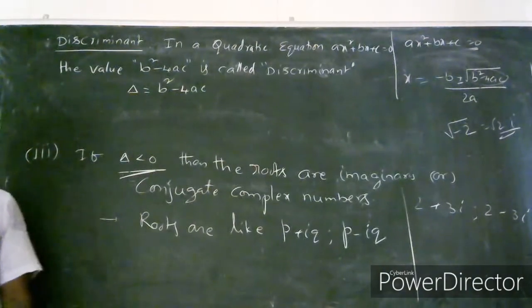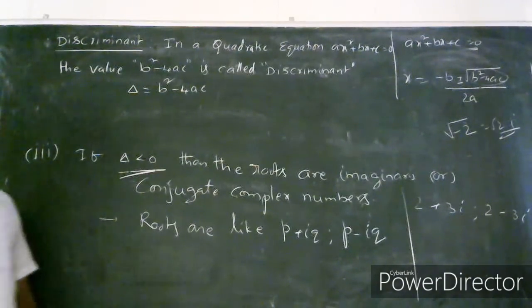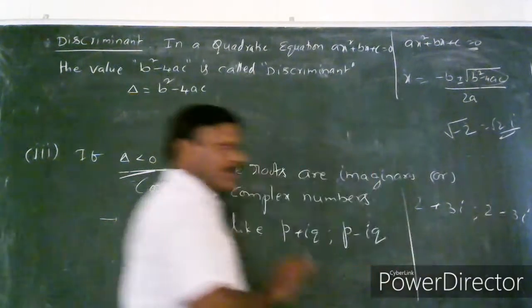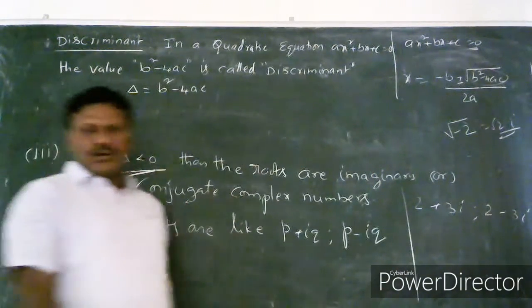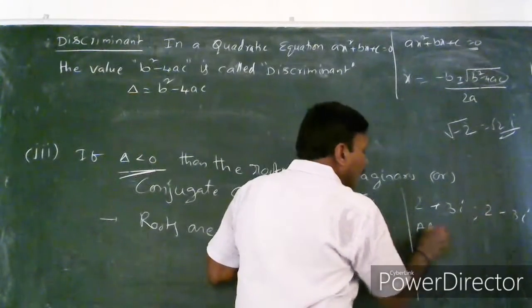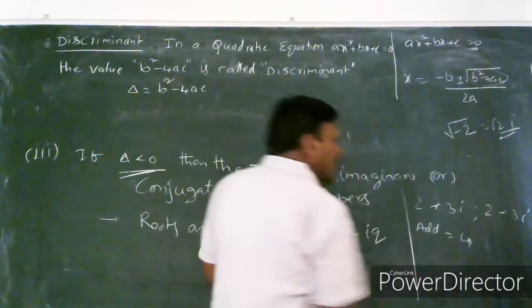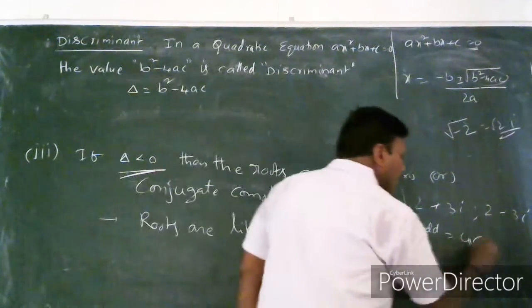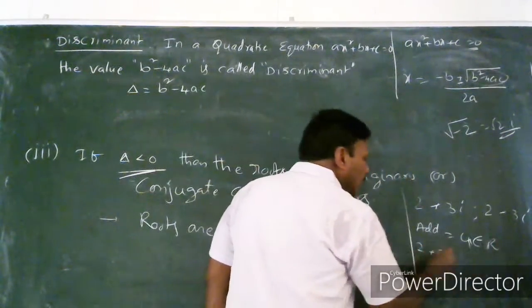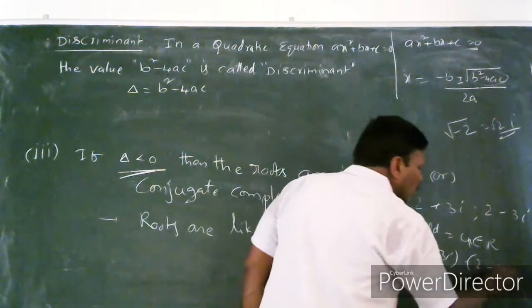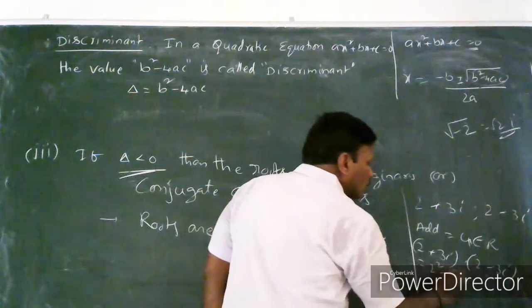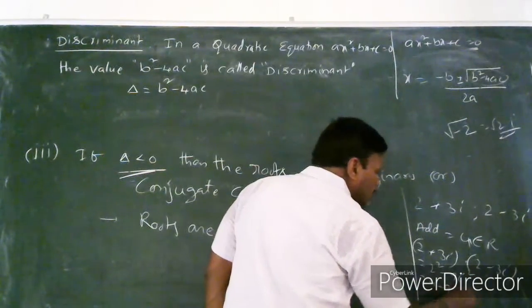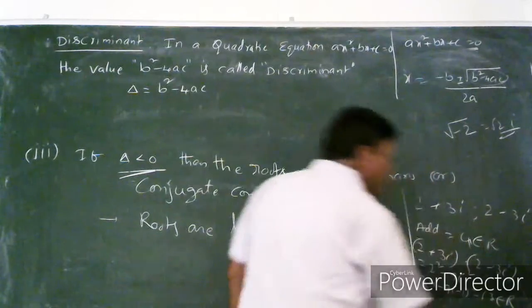One is 2 plus 3i, another one 2 minus 3i. When you add these two, plus 3i and minus 3i cancel, we get 4. That means 4 is real, 4 belongs to R. Multiplication, 2 plus 3i into 2 minus 3i, is 2 square minus 9i square. So 4 minus 9 times minus 1. This is 13, belongs to R.